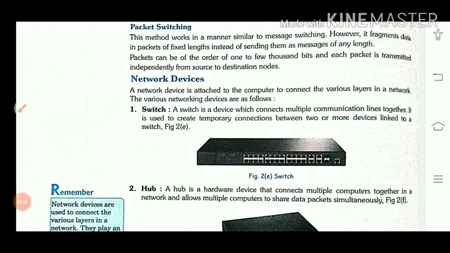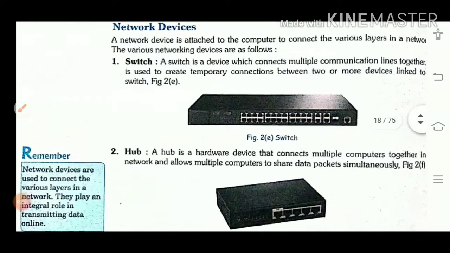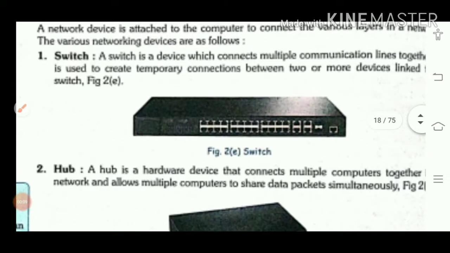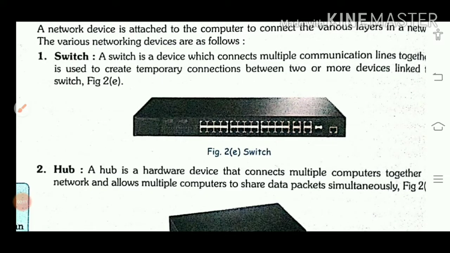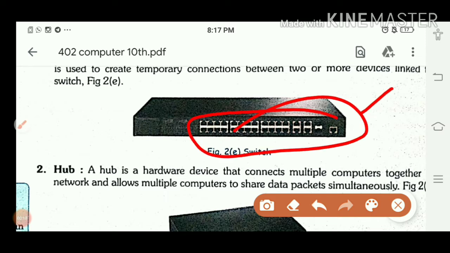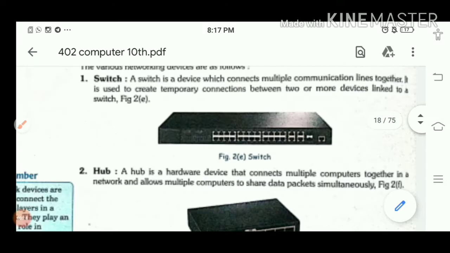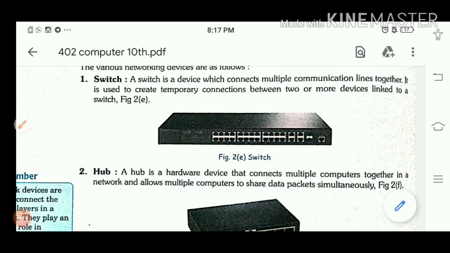So children, in our previous class we discussed these networking devices. First one is switch. This one is the example of a switch. Here we are connecting computers. These are the ports where we can connect the computers, and this switch we are using for making temporary connections between two or more devices.